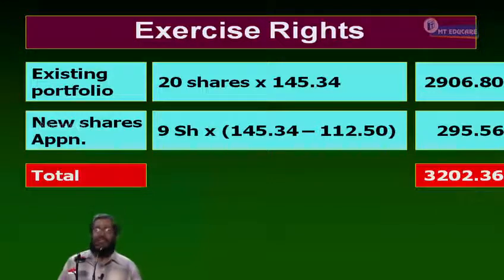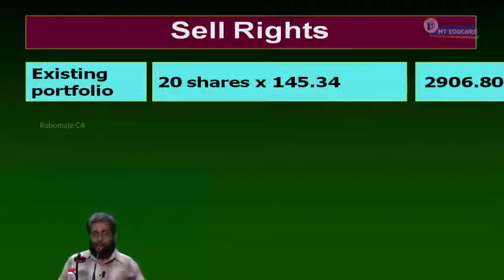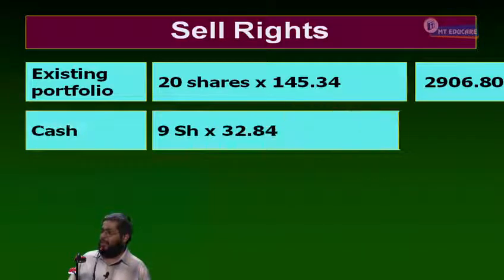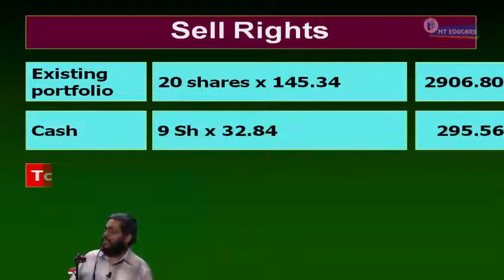Now, in other words, suppose he says, no, I don't want to buy the new share, I'll sell my right. Yes or no? In that case, when he sells his right, what is the existing portfolio value? 2,906.80. Number 2, he is going to get cash for every right. How many rupees? 32.84. How many right shares here? 9 shares. So the cash is going to be 9 into 32.84, about 295.5. Still the wealth is what?